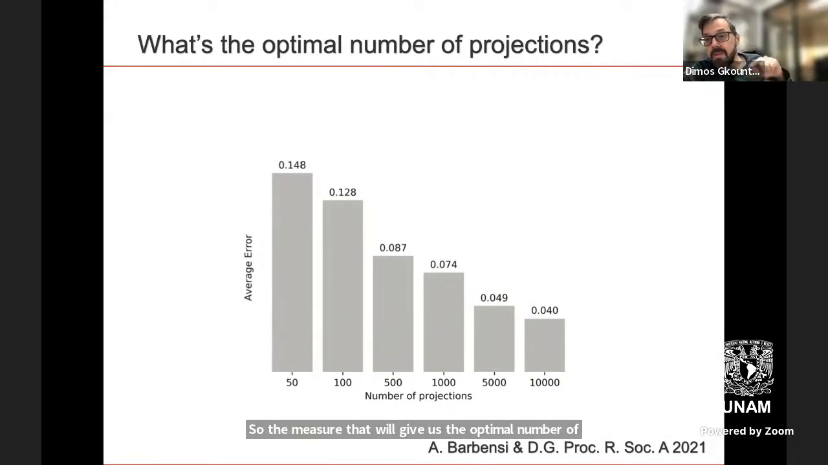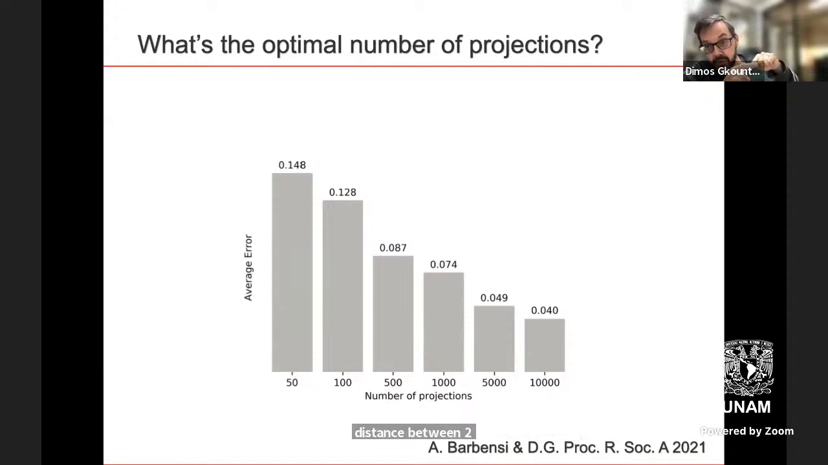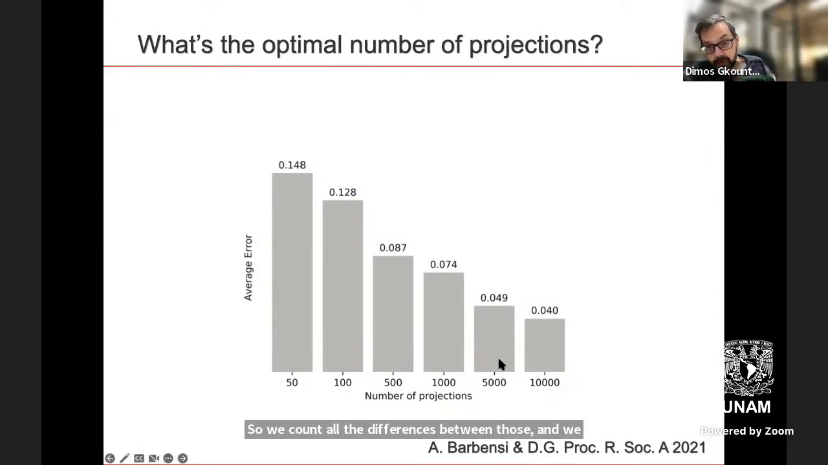And what we do is that we go back to the globe and these colored countries, and we see how far is the forbidden distance between two neighboring notoids. The assumption is that the forbidden distance should always be 1. So we count all the differences between those and we take the average. And we see that if we sample 5,000 projections from each globe, or 10,000, we're quite okay.